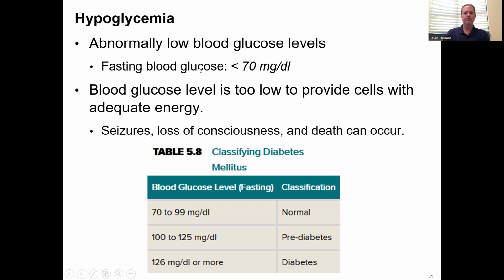Your fasting blood glucose: if you go 8 to 10 to 12 hours without eating, your blood glucose levels are going to go lower, around 70 milligrams. You don't have to know the numbers there. So 70 to 99 is your normal range after fasting. If you fast and have your blood glucose level checked and it's somewhere between 100 and 125, then you're in a pre-diabetic category. If it's above that, then you're in the diabetic category. But if it's too low, then you're hypoglycemic, and that can lead to some very serious problems.